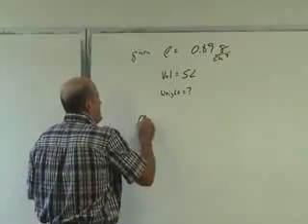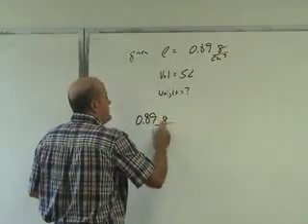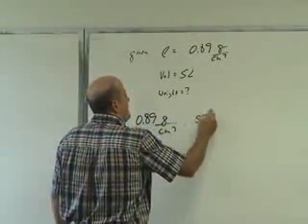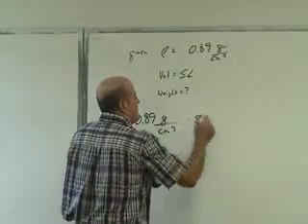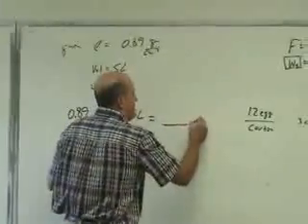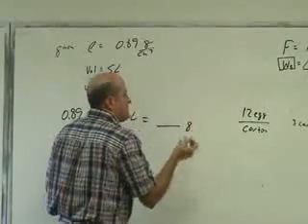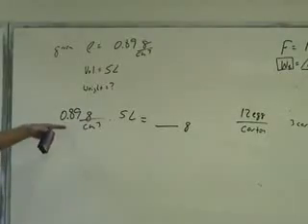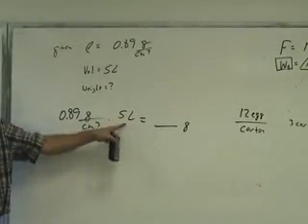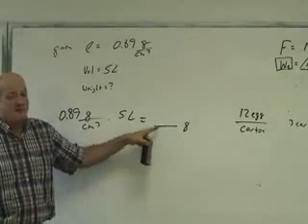So we got 0.89 gram per centimeter cubed times 5 liters. And that's going to give you so many grams. And of course, you're going to have to do a little conversion. I'm going to leave that to y'all. There's 1,000 cubic centimeters in a liter. You have to do that. That's going to give you the mass.